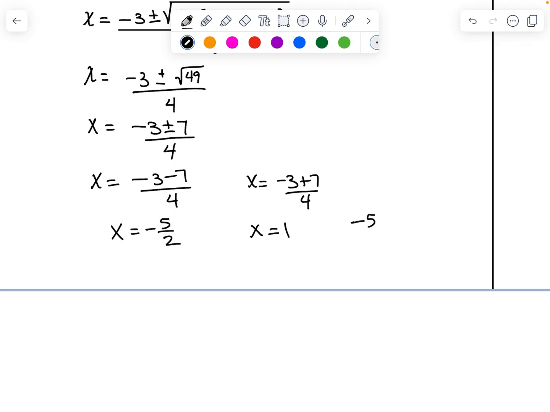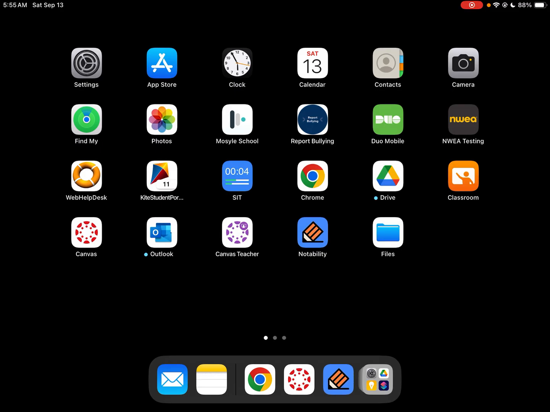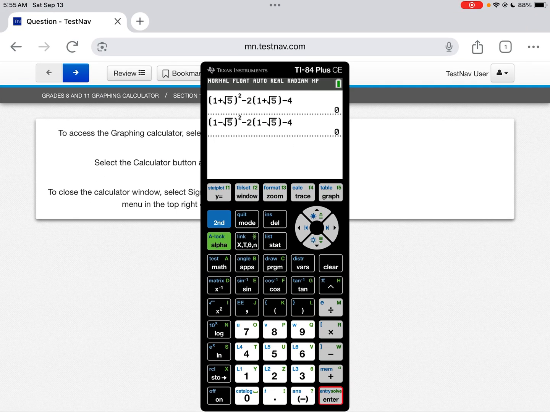So your answer in Canvas is -5 halves and 1. And then again, you can put it in your calculator and see if it works. If you put it in your calculator, -5 halves was our answer, right? So we would have 2 parentheses -5 halves squared plus 3 -5 halves minus 5. That gets you 0, and the other answer was 1, right?